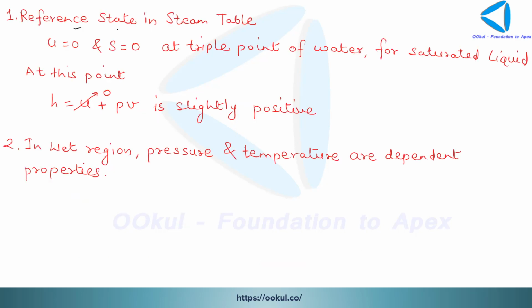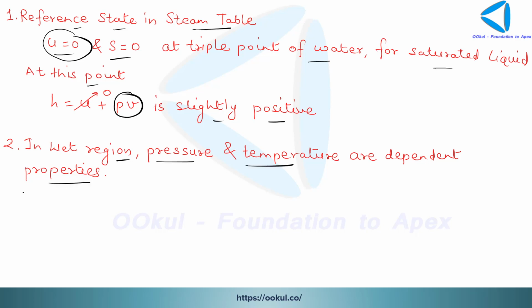Next we talk about the reference state in the steam table. Internal energy equals 0 and entropy equals 0 at the triple point of water for saturated liquid. This is the reference state. At this point, H equals U plus PV. So U is already taken as 0, and H becomes equal to PV, which is slightly positive. Okay. In the wet region, you can say that pressure and temperature are dependent properties, because in the wet region the pressure and temperature curves overlap.